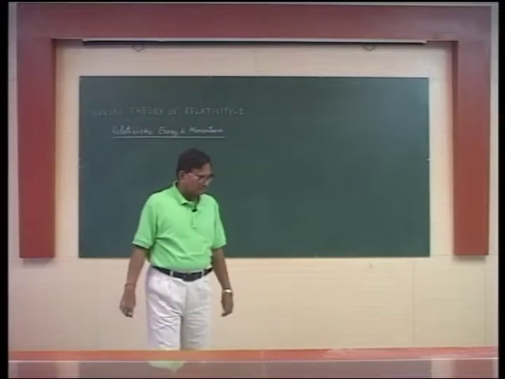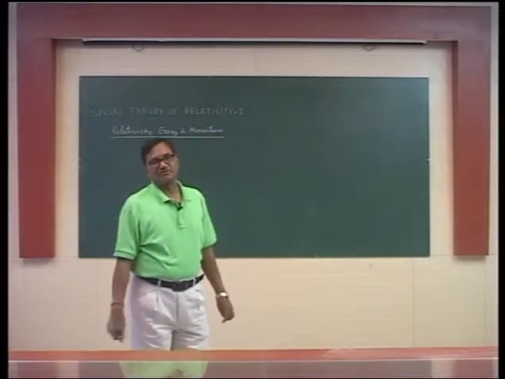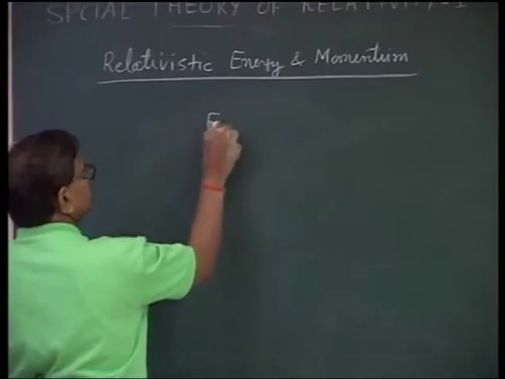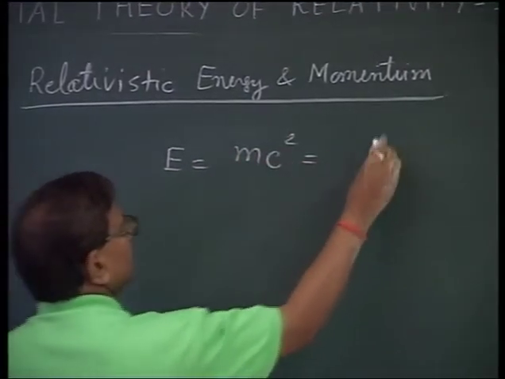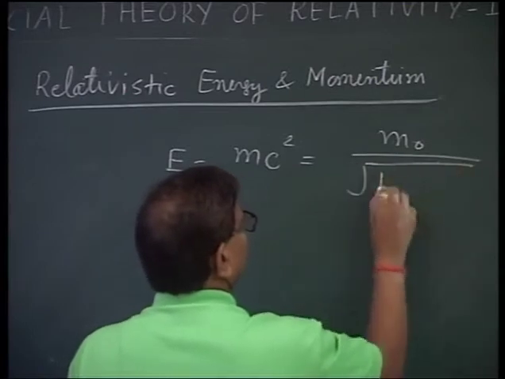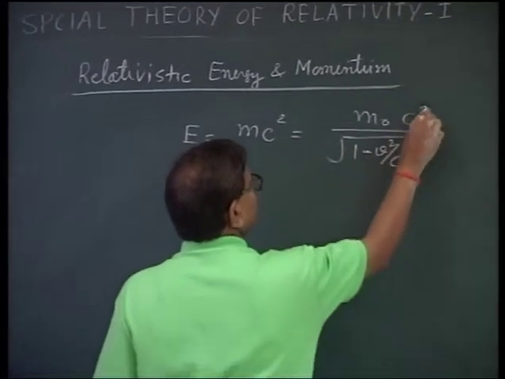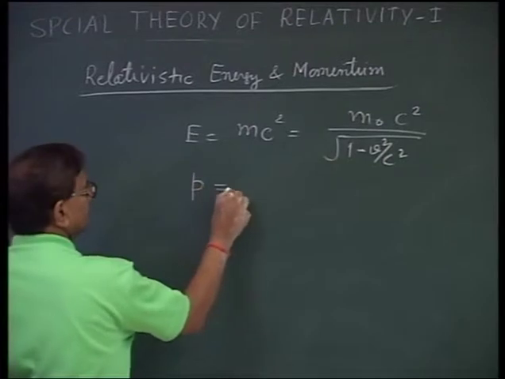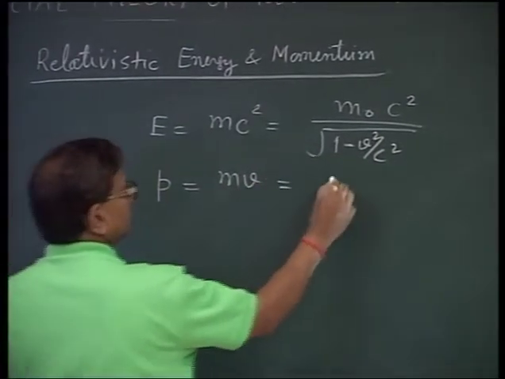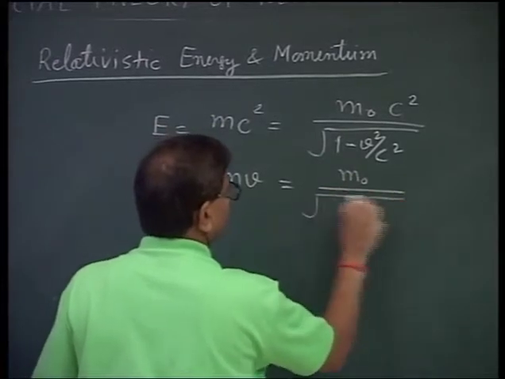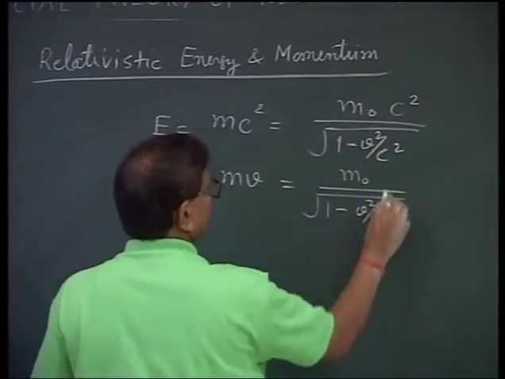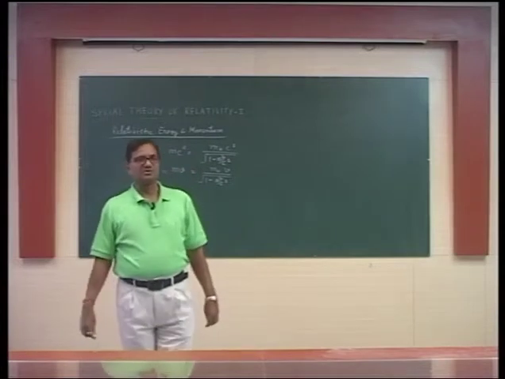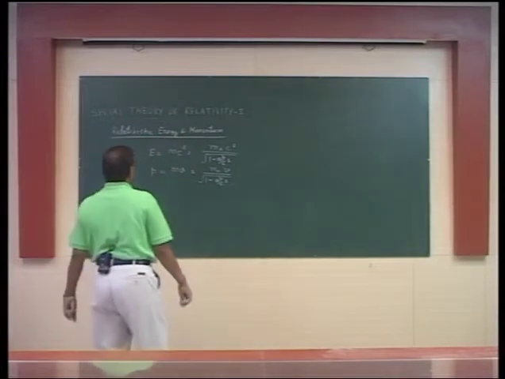To discuss relativistic mechanics, the essential thing is we must have relativistic energy and relativistic momentum. Relativistic energy, as we have seen, E is just equal to mc square, which can be written as m0 upon under root 1 minus v square by c square into c square. This is the relativistic energy. What is the relativistic momentum? Relativistic momentum will be equal to mv, and obviously this will be m0 upon under root 1 minus v square by c square into v. How do energy and momentum relate?